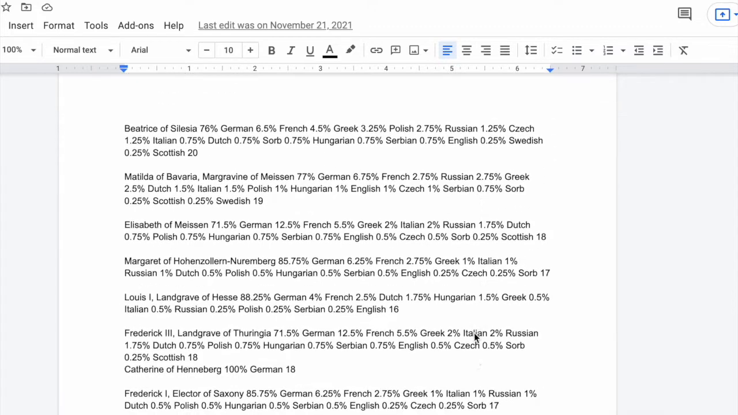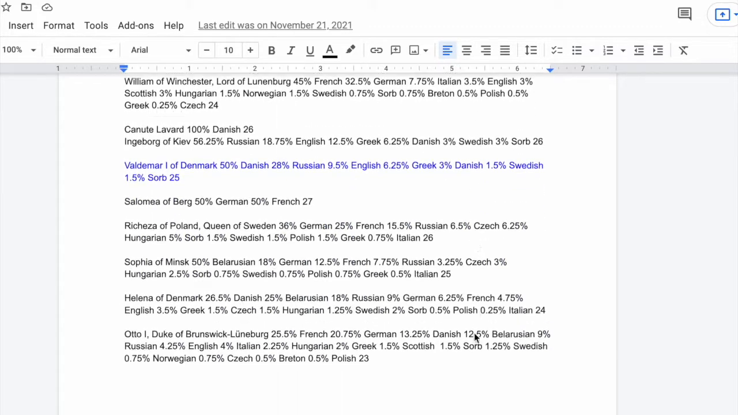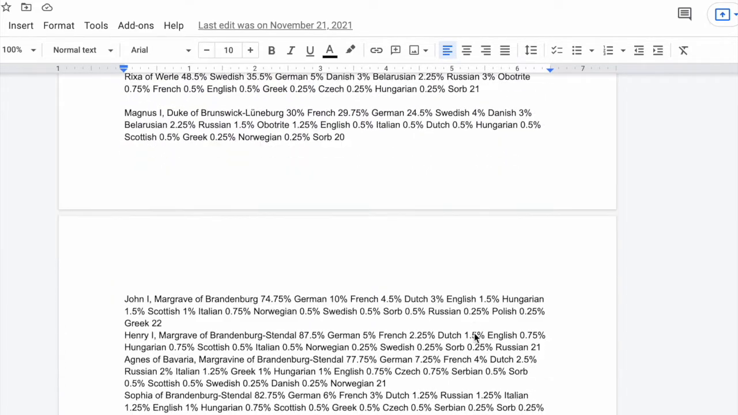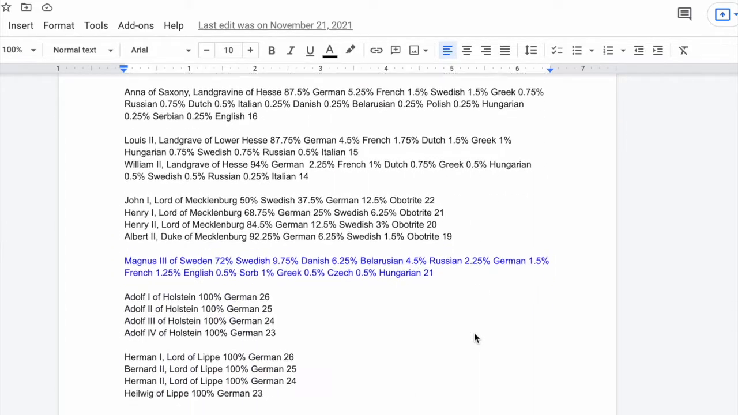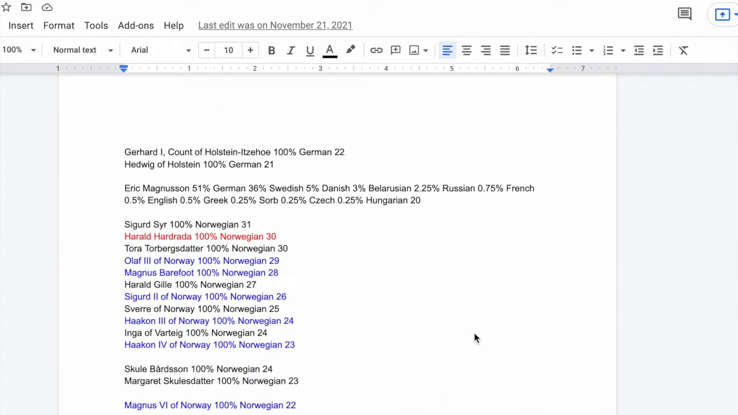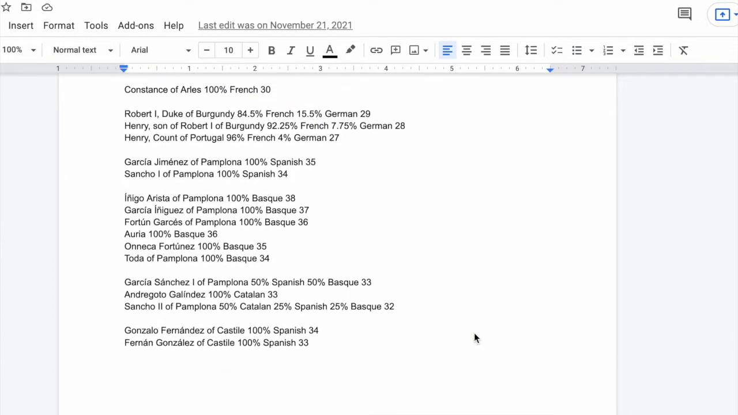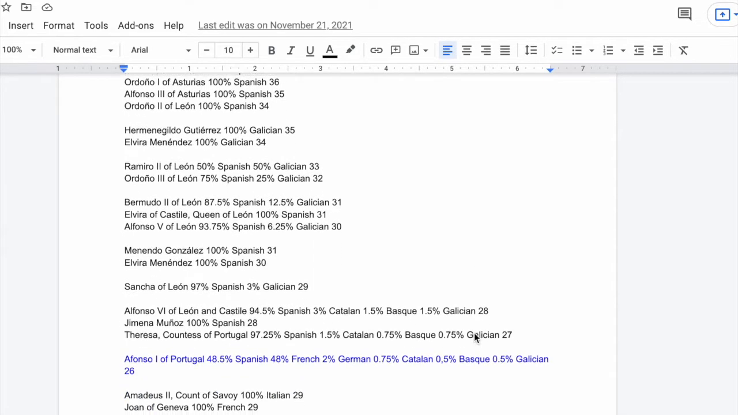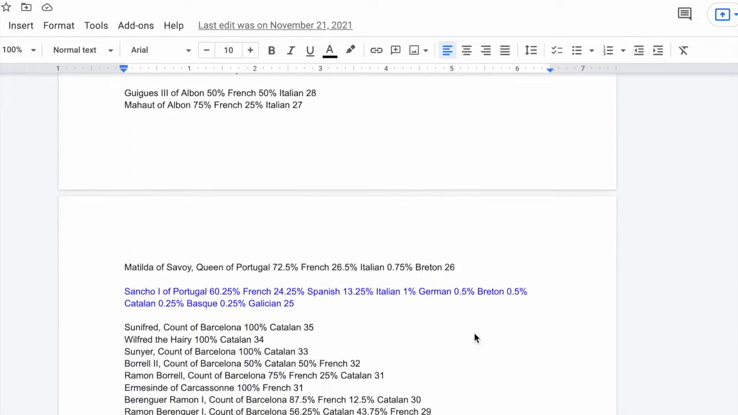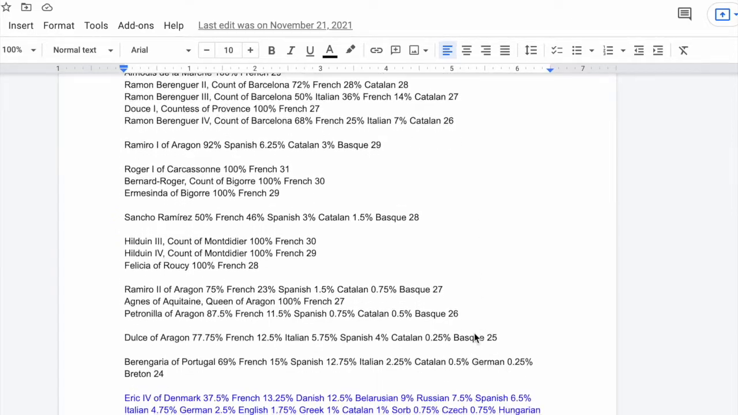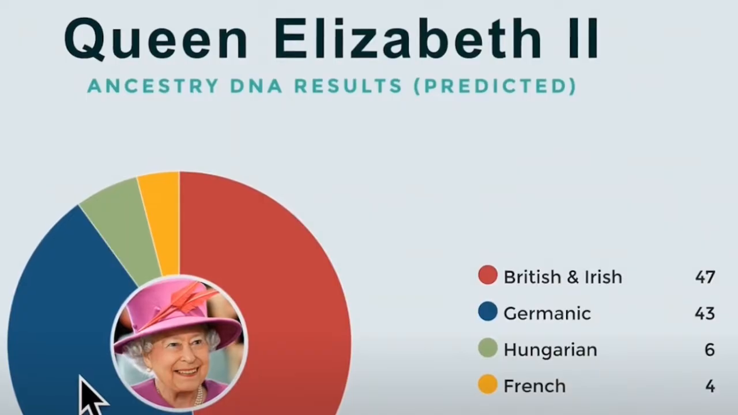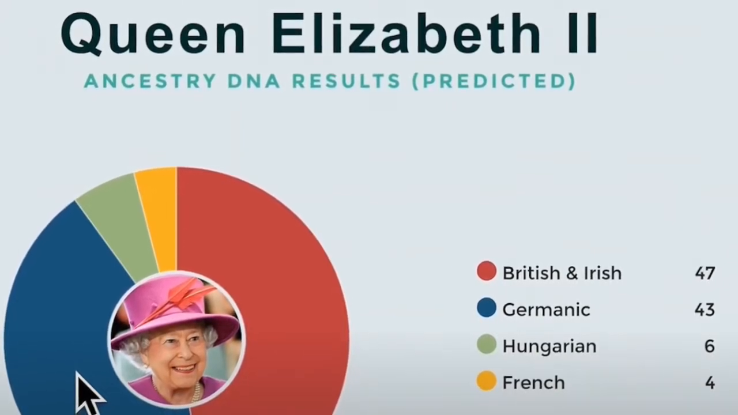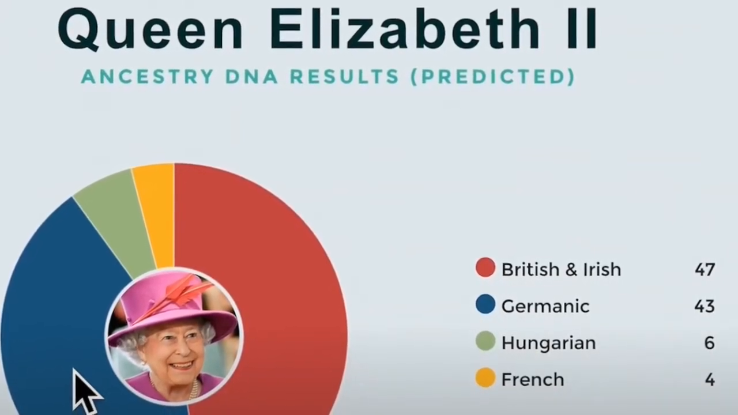All right, so first, of course, before I finally reveal this to you, I know this is like 2.5 minutes and I still haven't revealed it, but let's look at Useful Charts' results based on him looking back 10 generations. So here it is. As you can see, it says British and Irish 47%, Germanic 43%, Hungarian 6%, and French 4%.